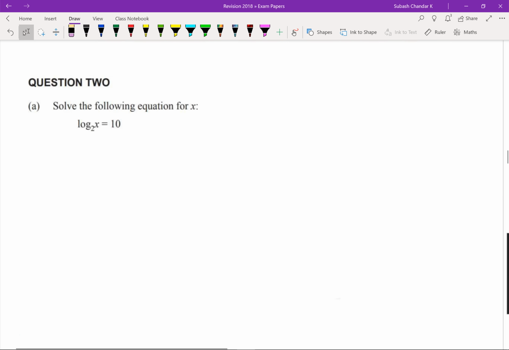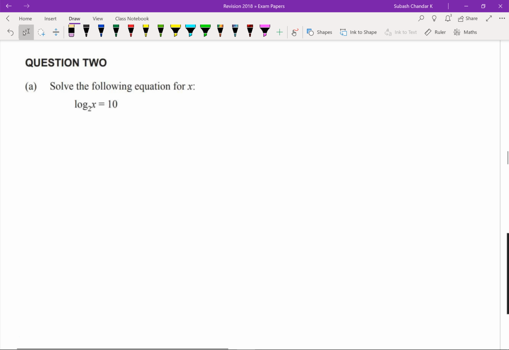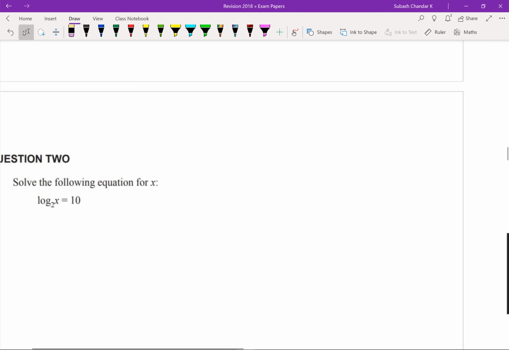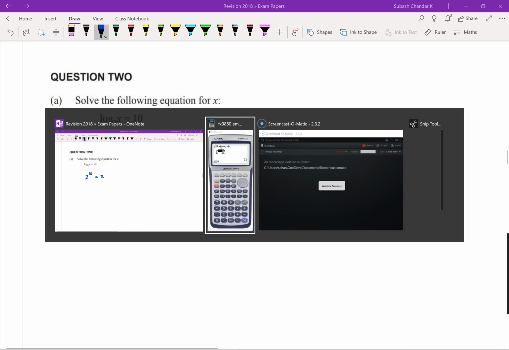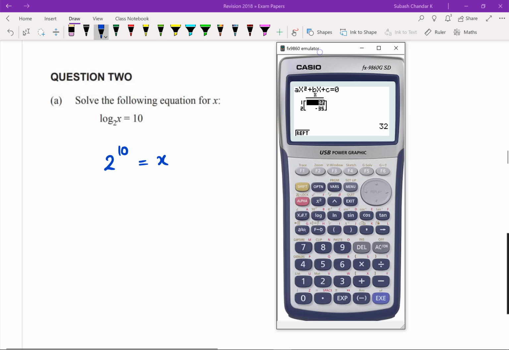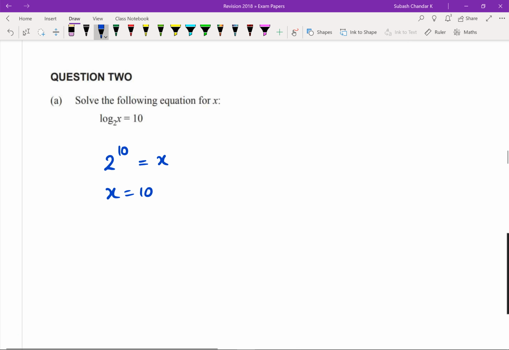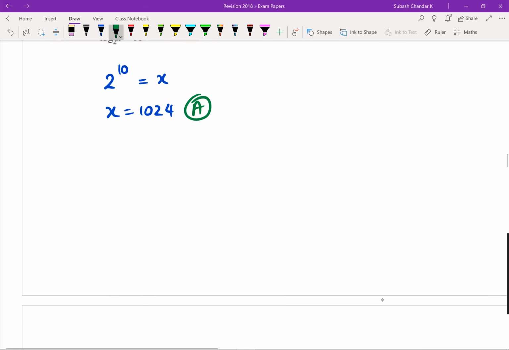So question 2 here, we've got just a log equation here. So solve the equation for x. So we know that this can be written as 2 to the power of 10 equals 2x. Put that in the calculator, guys. 2 to the power of 10, 1024. So x equals 1024. All right. Again, another nice, easy, achieved question right there to start the question.